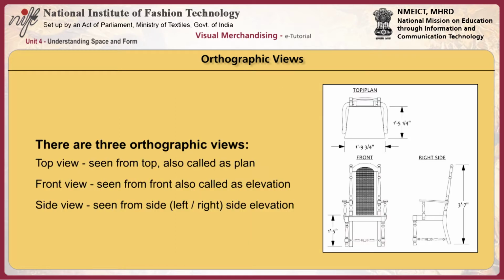Primarily, there are three orthographic views. One is the top view, seen from the top, also called the plan. The front view, seen from the front, also called the elevation. And the side view, seen from the left side or the right side, the side elevation.